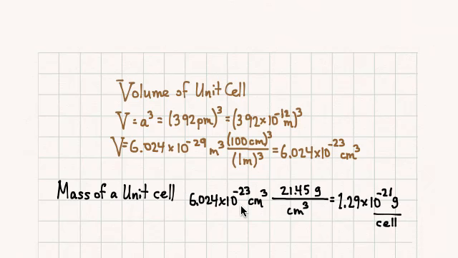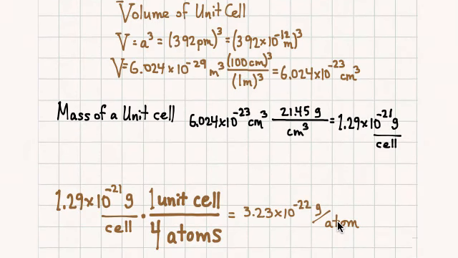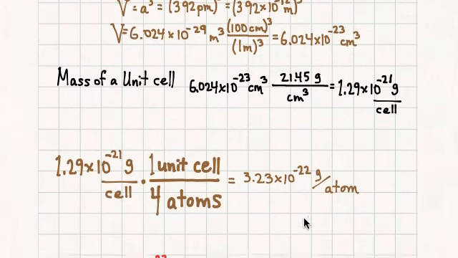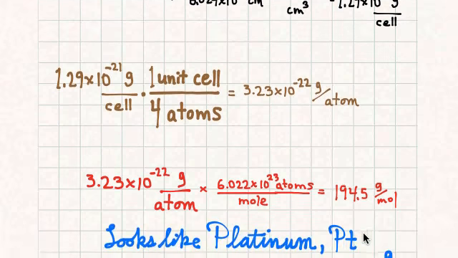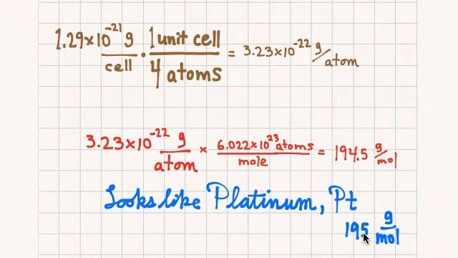So the mass of the cell would be my volume times the density. The cubic centimeters cancel. There's my mass of the cell. But since there are 4 atoms in a cell, it would be an even smaller mass than that. Then if I say that this many atoms are in 1 mole, I can get the grams per mole. And then I look that up on the periodic table, and it looks like it's platinum as a metal.